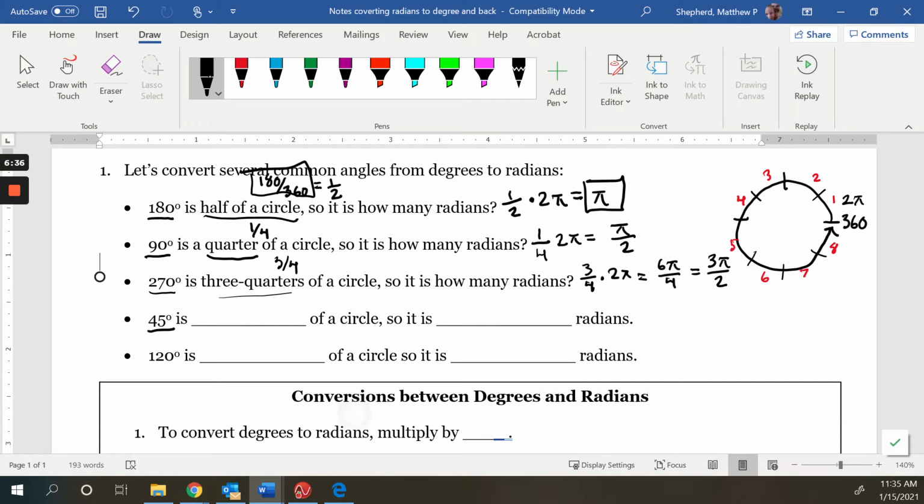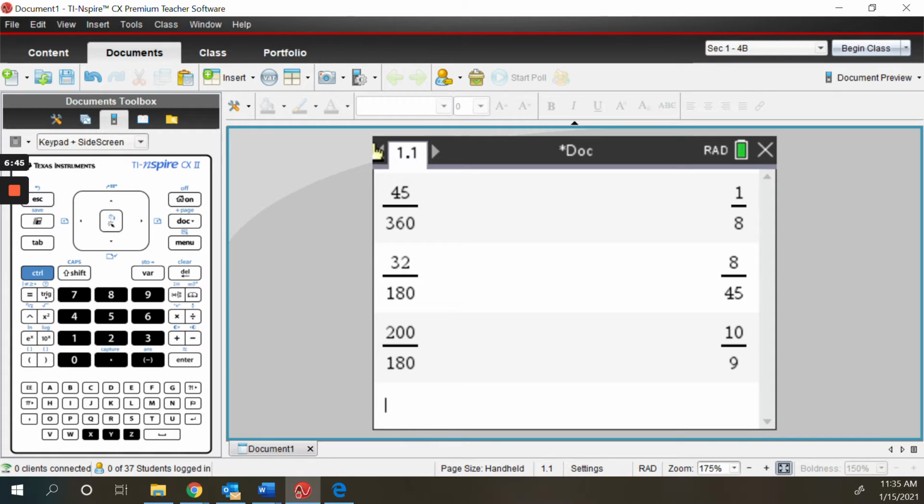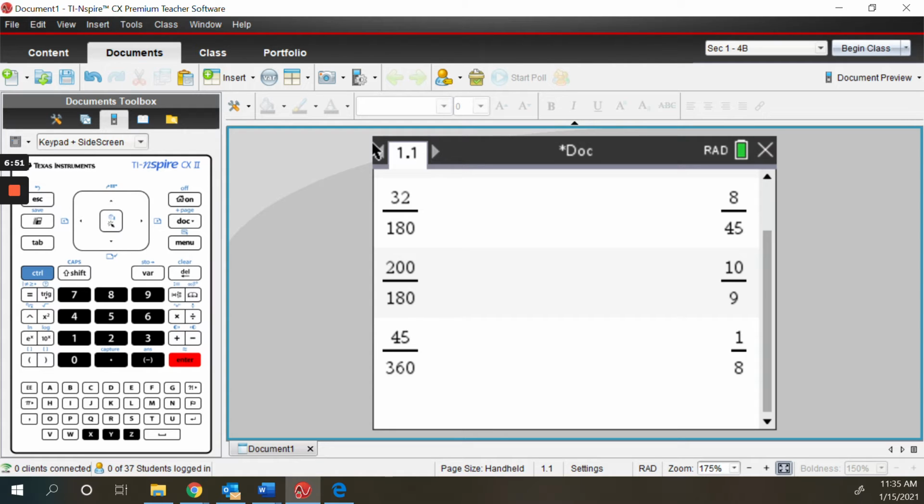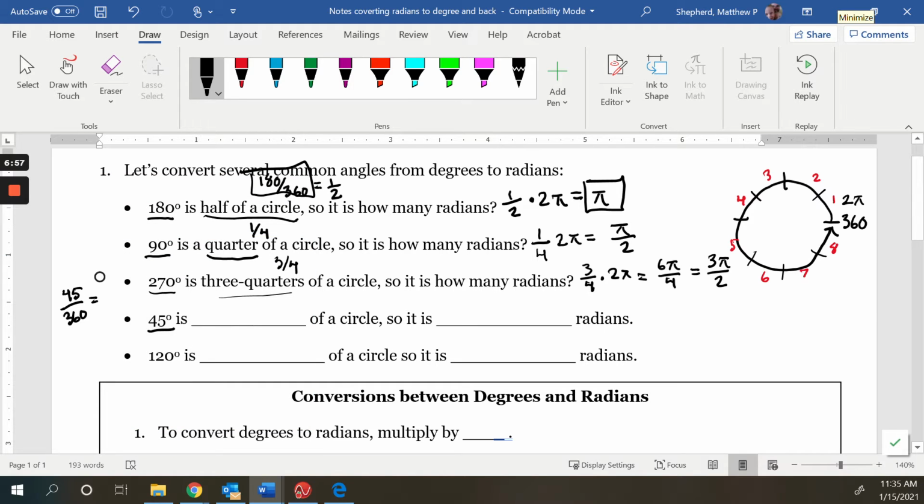Just make a quick fraction. 45 out of the full circle, out of a full 360. So 45 divided by the full circle, 360 degrees, is 1/8. So 45 degrees is 1/8 of a circle. So it must be 1/8 of the total radians, which, if we cancel 2 eights, simplifies to 1/4. So we have pi fourths is the radians.